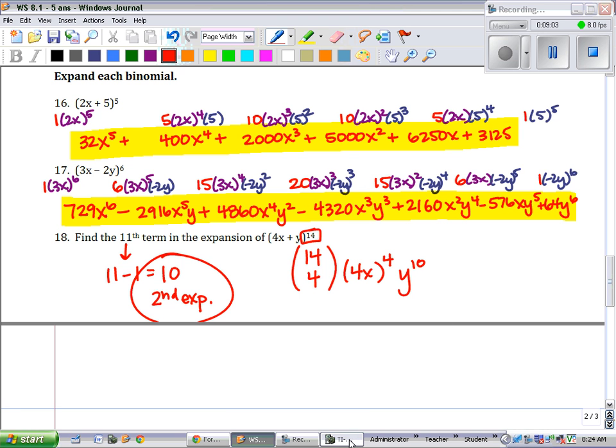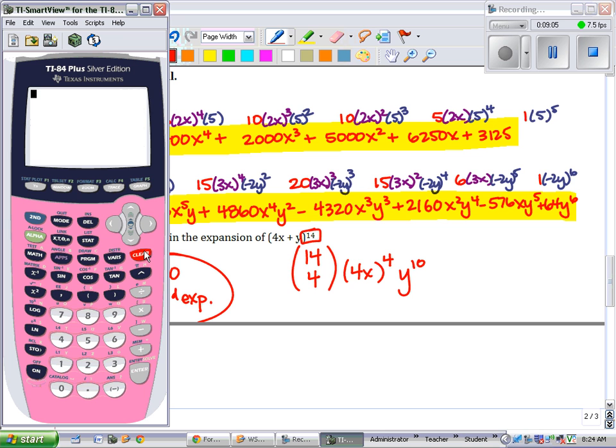You know, everything counts, right? So when we type this in, I'm going to do 14, math, left, 3, 4. There's my 14C4. And then times 4 to the 4th.